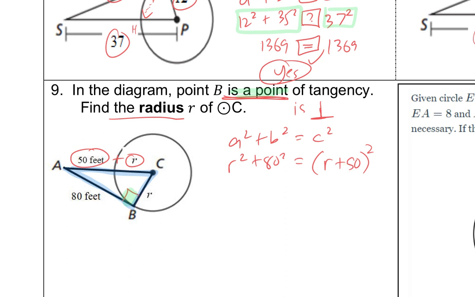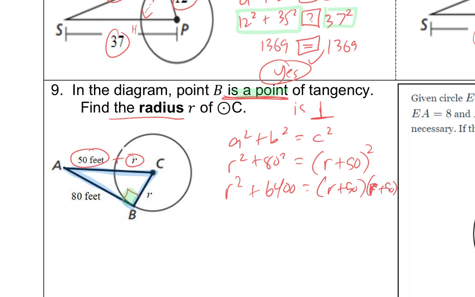So r squared, we're going to bring that down as just r squared, plus, now we can put this into our calculator, 80 squared. If we put that in our calculator, we know the zeros at the end are going to make 2 zeros. So 8 times 8 gives us 64. So we know that's 6,400. We can put it in our calculator otherwise. Now let's do this. This is r plus 50 times itself. That would be r plus 50 times r plus 50.